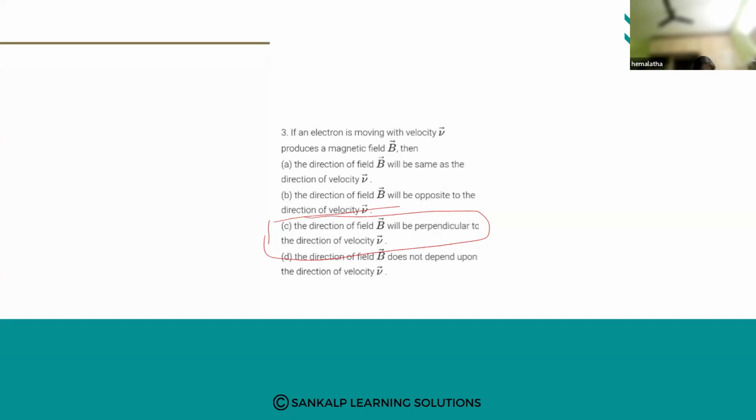It says V cross B, correct? Not B cross B. That is perpendicular because of the V cross B formula, correct? So Q times of V cross B, correct? So magnetic force is what? Magnetic force is given by Q times of V cross B. It is not B cross V.